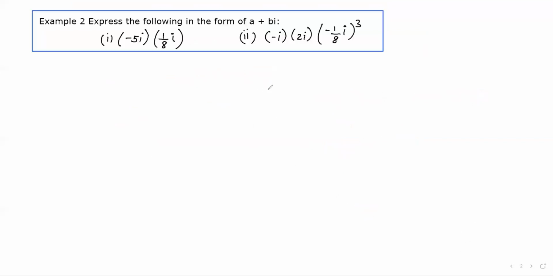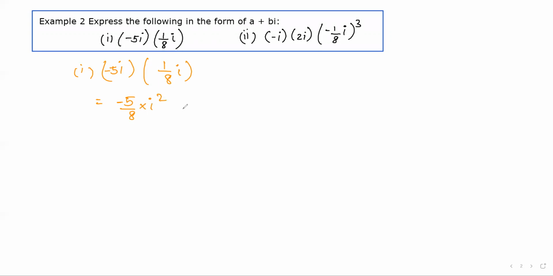Next, express the following in the form of a plus bi, that means in the form of complex numbers. So, first we will multiply them. It means minus 5i. This is multiplied by 1 upon 8 into i. This is equal to minus 5 upon 8 into i square.